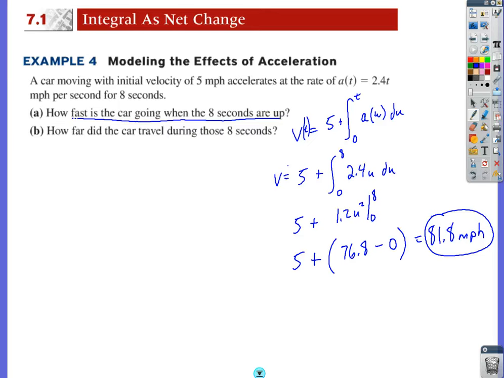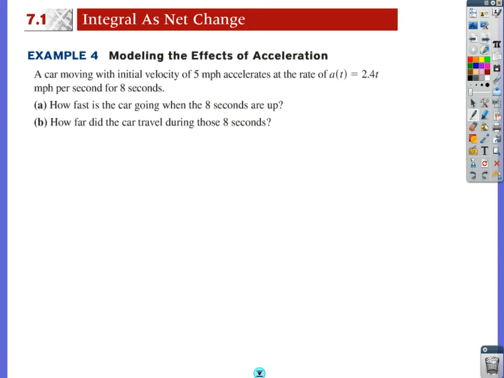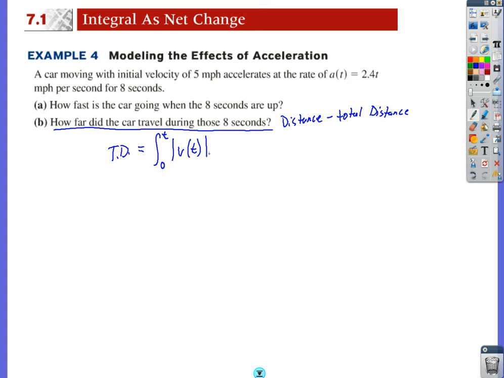So let's talk about part B. How far did that car travel during those 8 seconds? I'm going to go to the next slide here to talk about part B. It's asking how far the car traveled during those 8 seconds. Well, now it's talking about distance, and that could even be called total distance. So we have to remember, what does that look like? Total distance, I'll call it TD, is going to be equal to the integral from 0 to some time of the absolute value of my velocity function, technically with a u again, du.